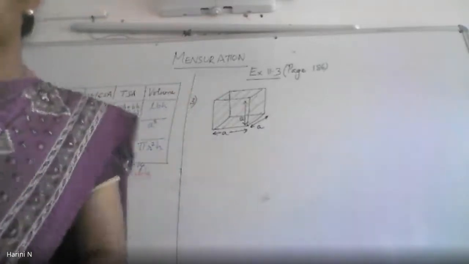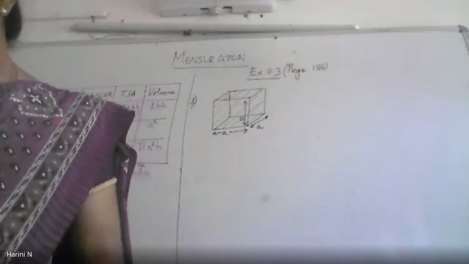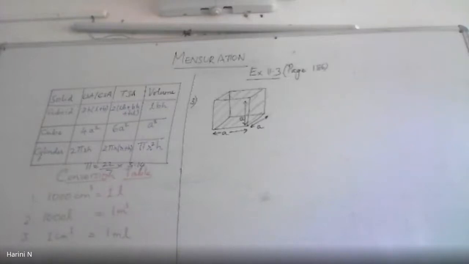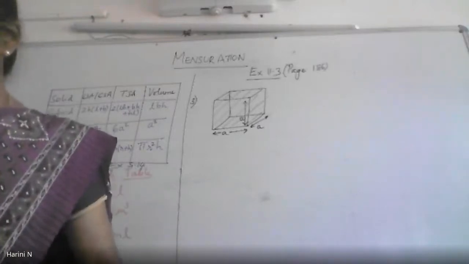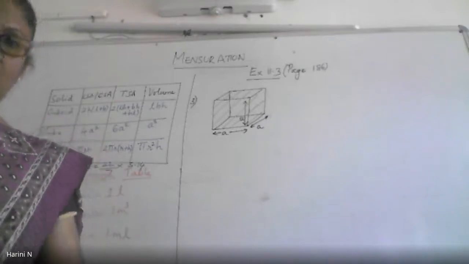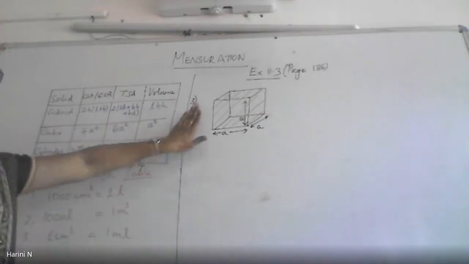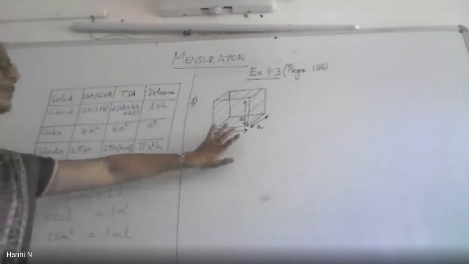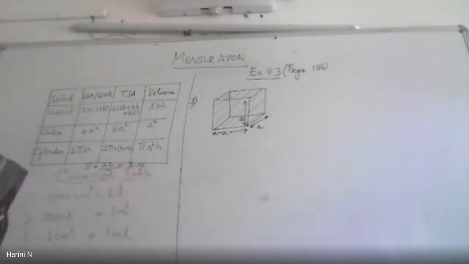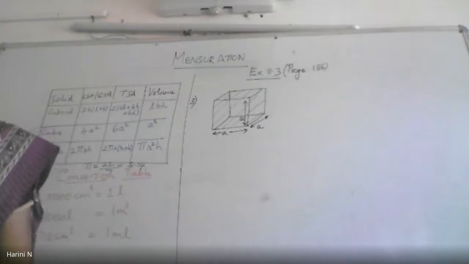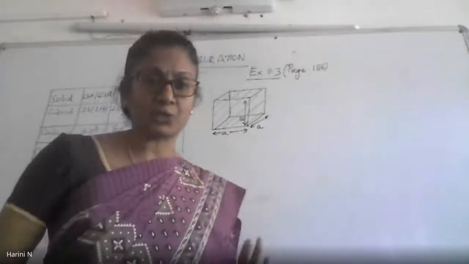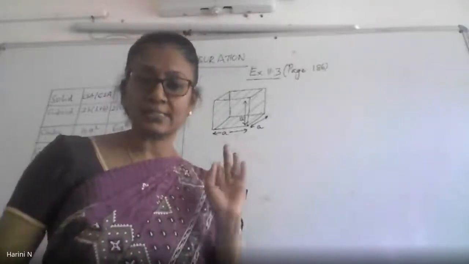Now I am in Exercise 11.3 on page number 186. The third problem: find the side of a cube whose surface area is 600 centimeters square. So you have a cube. Whenever it is given as a cube, you must know that all the edges are going to be the same, that is, you call it some A units. And I am told that only the surface area is given. So you must remember this: when they simply say surface area of a cube, it refers to the total surface area.